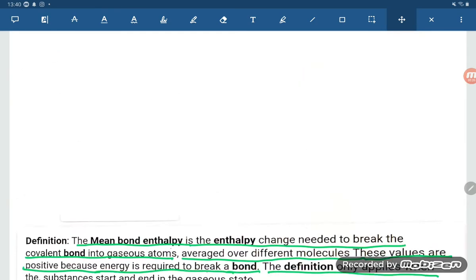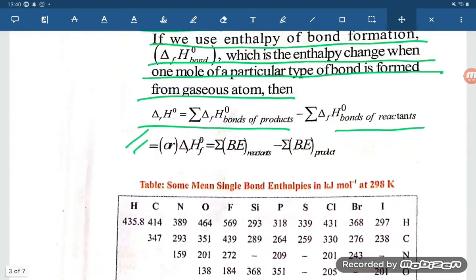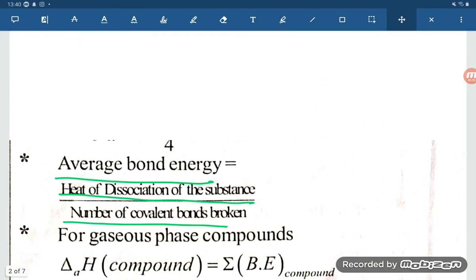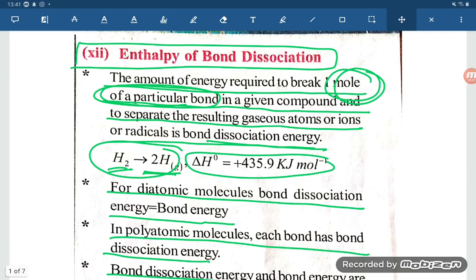So this is the meaning of bond dissociation enthalpy, students. That is a very simple term. We have to keep in mind how we have to calculate the bond dissociation enthalpy. Let us solve some problems on the basis of bond dissociation enthalpy, students.